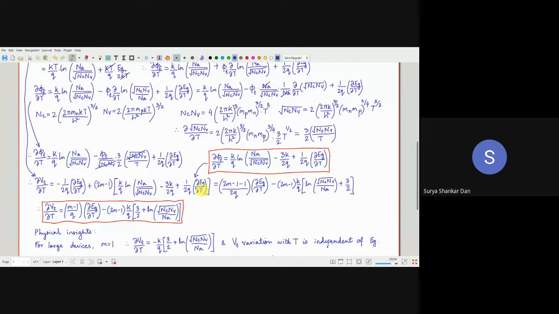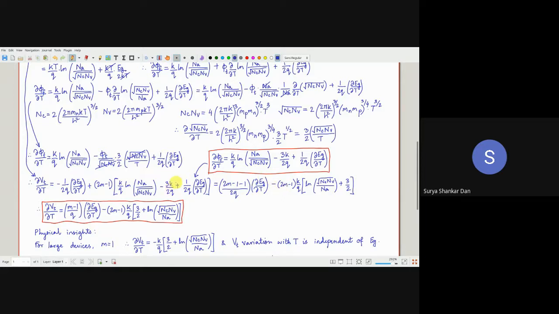Remember, that is a material dependent property. Del T by del T, there is a minus 1 by 2q. Here it is 1 upon tq. So there is basically twice m minus 1. So what I shall do is twice m minus 1 minus 1, basically giving you twice m minus 1 by 2q del Eg by del T.